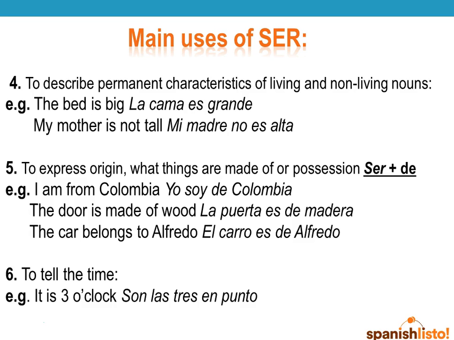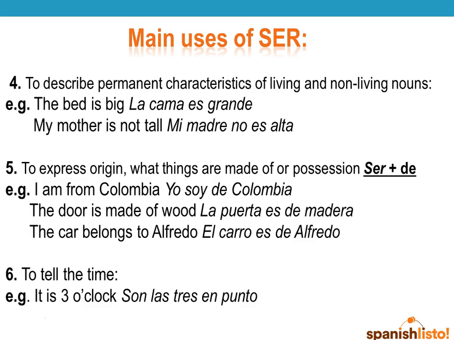Also, we use the verb ser to express origin, what things are made of, or possessions based on the structure ser plus de. For instance, I'm from Colombia. Yo soy de Colombia. That's origin. Where are you coming from? The door is made of wood. La puerta es de madera. Tells you what material the door is coming from.